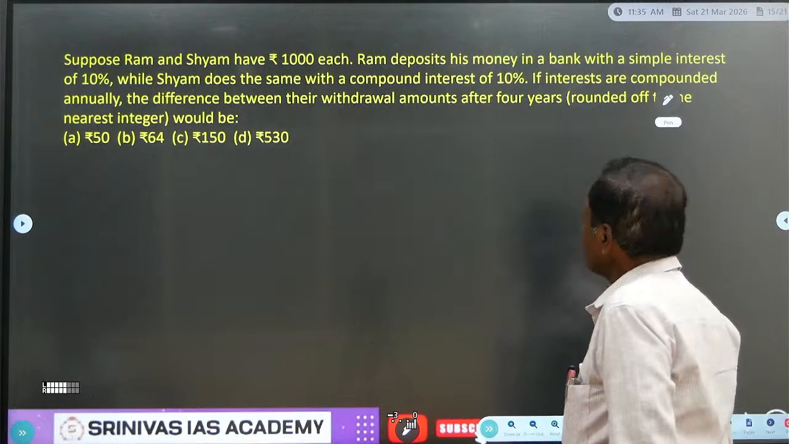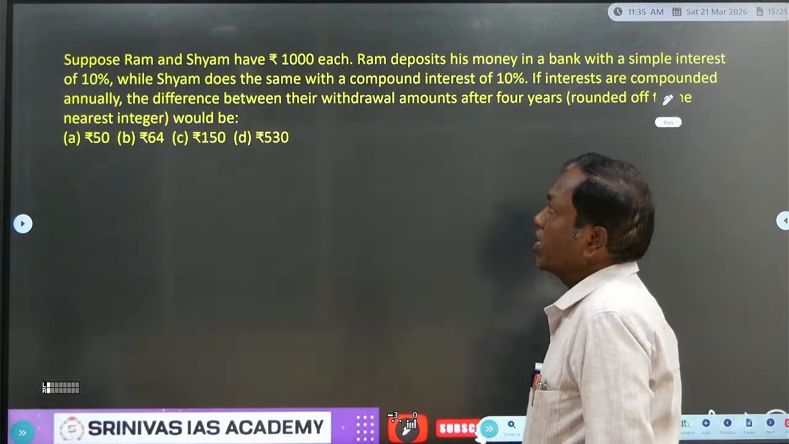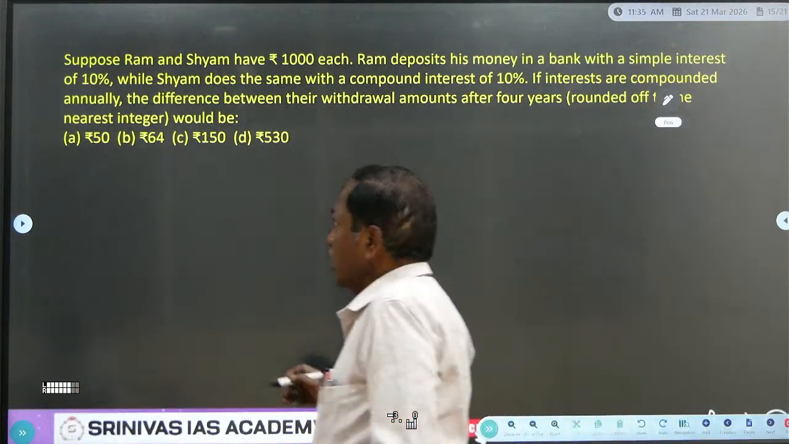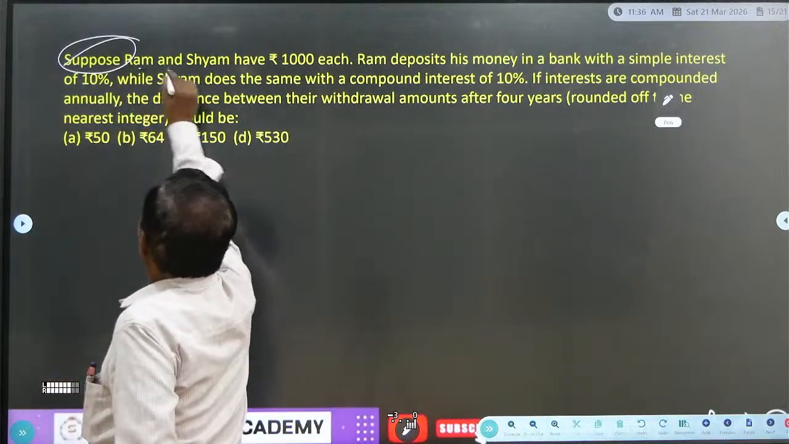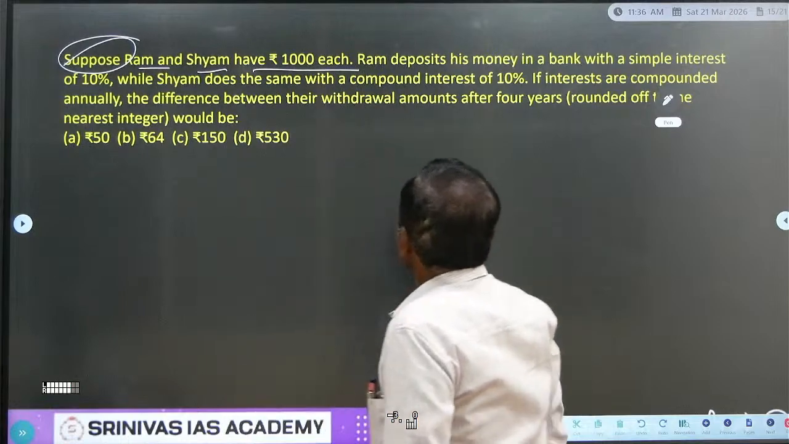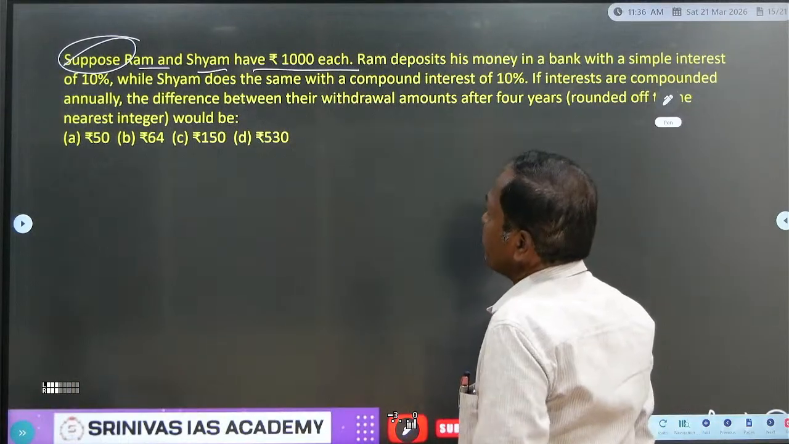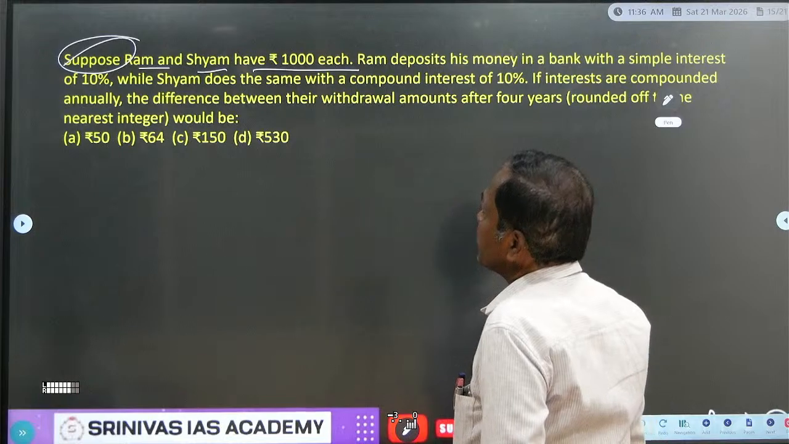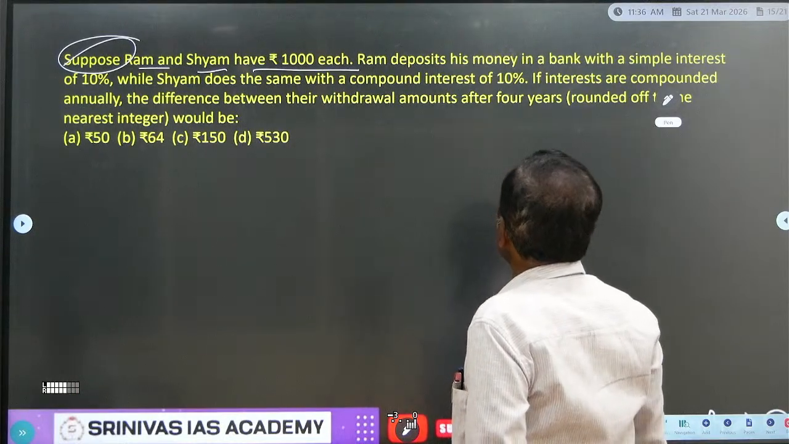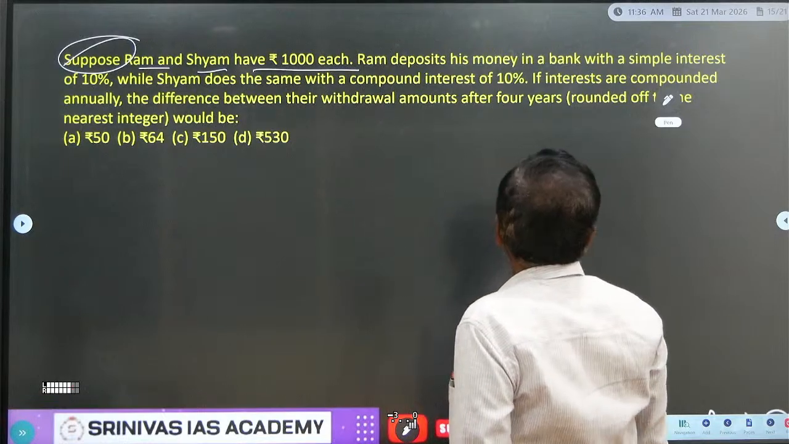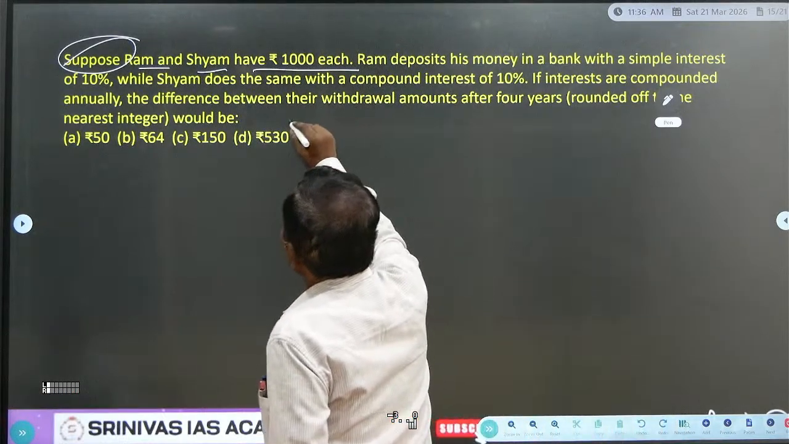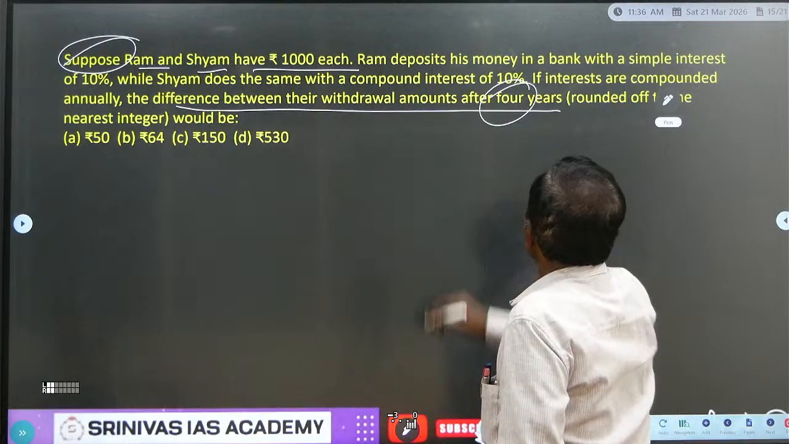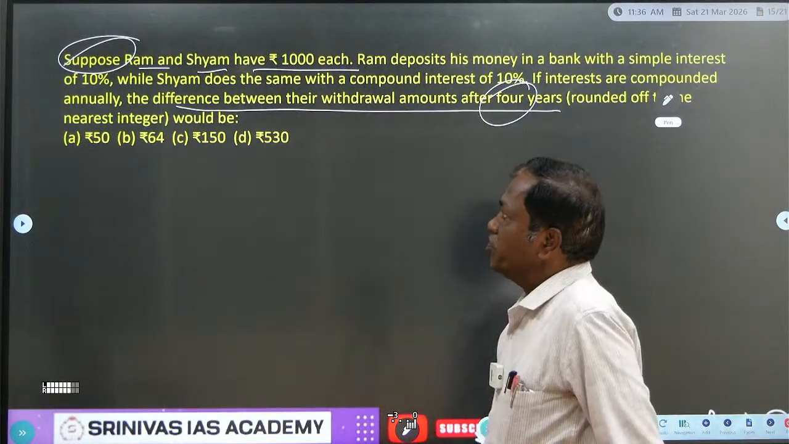Now we can see the question. Question number 14. Let us check that. Suppose Ram and Shyam have rupees 1,000 each. Ram deposits his money in a bank with a simple interest of 10%, while Shyam does the same with a compound interest of 10%. If the interests are compounded annually, the difference between their withdrawal amounts after 4 years, rounded off to the nearest integer, would be it like that.